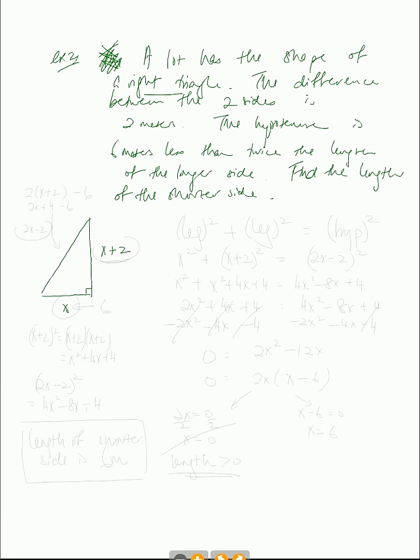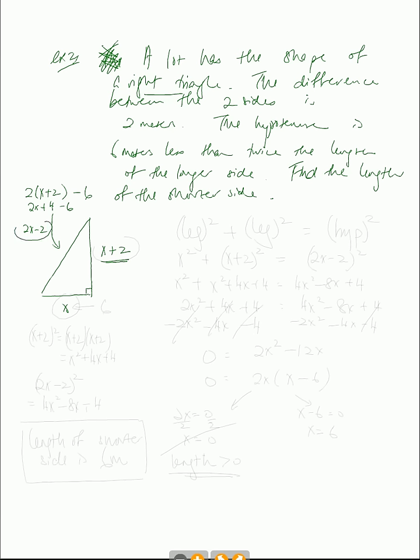You are told the hypotenuse is 6 meters less than twice the length of the longer side. So that's the longer side. The hypotenuse is going to be twice the length of the longer side, and minus 6. The longer side is x plus 2, so what I have is 2x plus 4 minus 6. Equivalently, the hypotenuse is 2x minus 2.